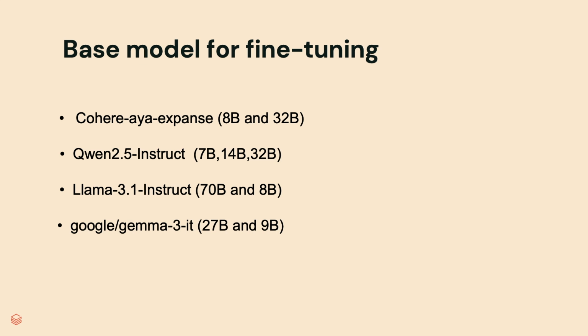The base models we have tried for fine-tuning include Cohere Aya, Qwen, Llama, and Gemma. Because in our application we have some latency requirements, we didn't try huge models. Most of the LLMs we tried are below 32 billion parameters.